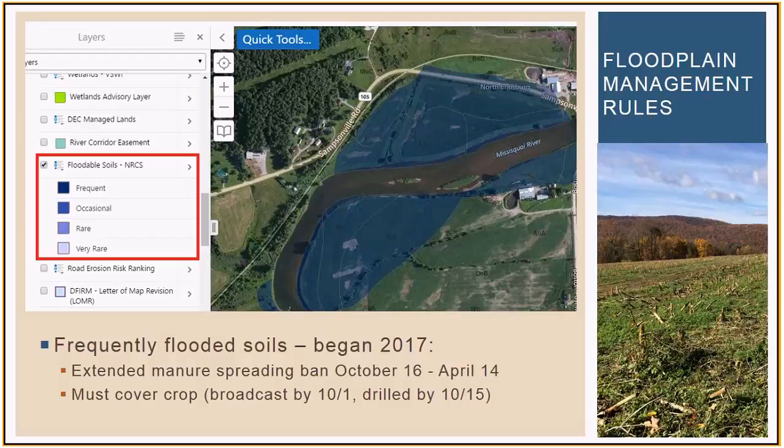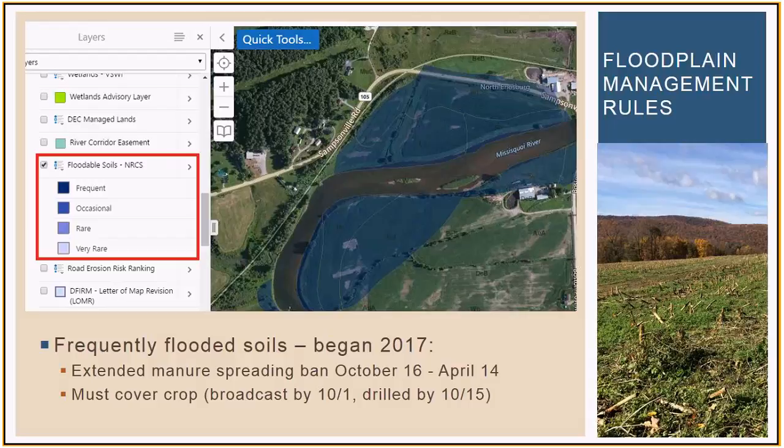The second huge thing with managing frequently flooded land areas is you have an extended manure spreading ban. So the normal manure spreading ban starts on December 15th. For these frequently flooded land areas, it starts on October 16th. So it's the day after you have definitely all your cover crops in.